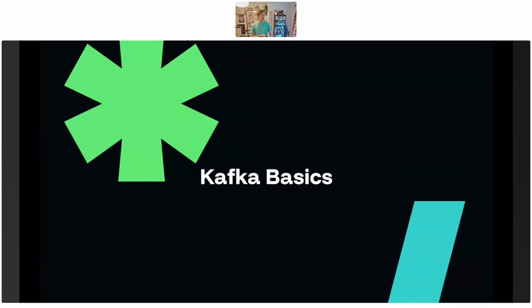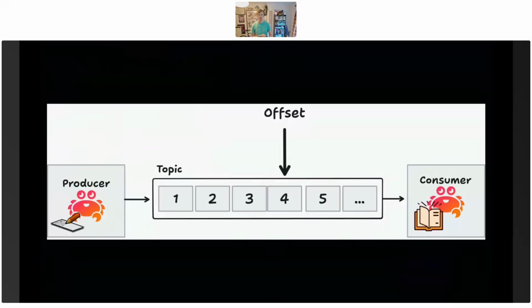So let's talk about some of the basics of Kafka, the fundamentals you need to understand to make sense of it as a technology. When a message is produced to Kafka, it is produced to a topic. A topic is a kind of logical separation of data in Kafka. It's a name for a group of events that are stored as partitions.